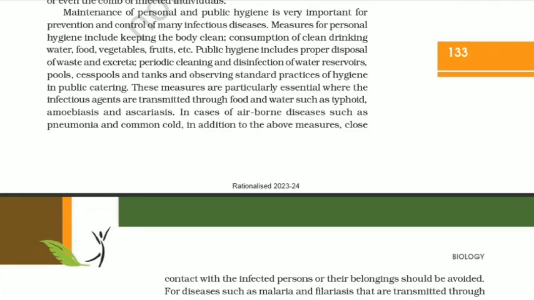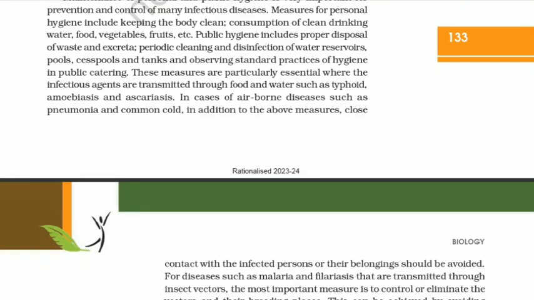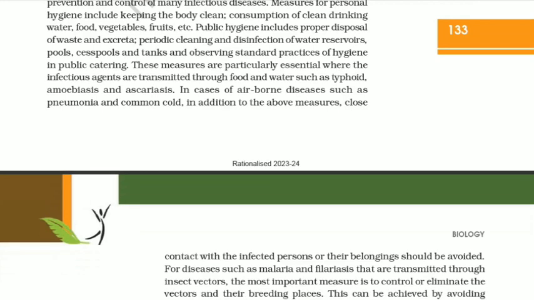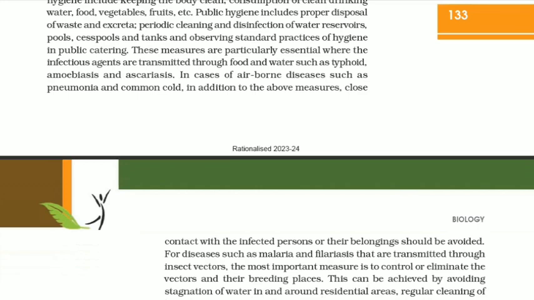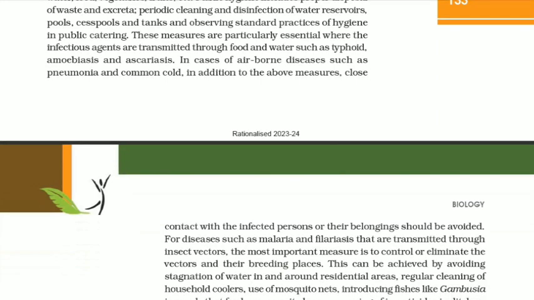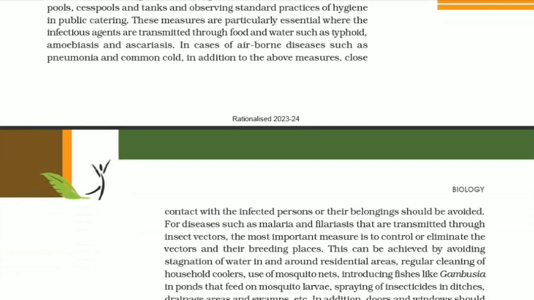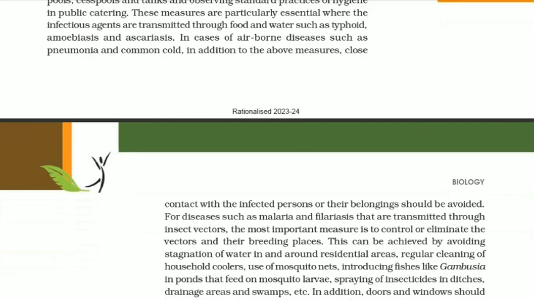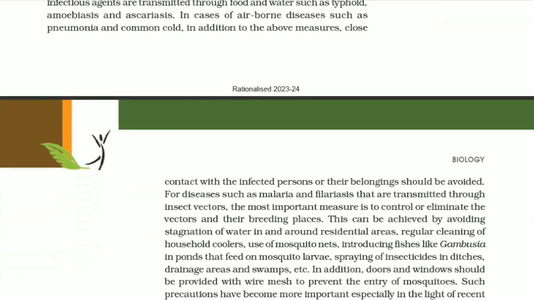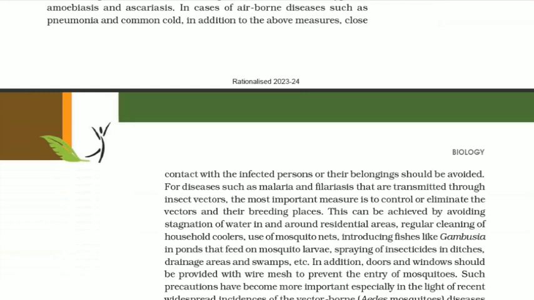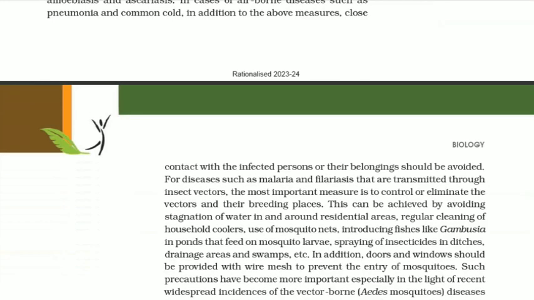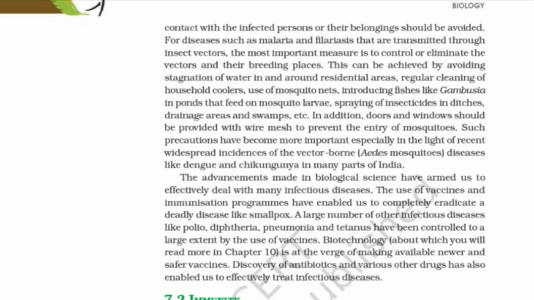Measures for personal hygiene include keeping the body clean, consumption of clean drinking water, food, vegetables, fruits, etc. Public hygiene includes proper disposal of waste and excreta, periodic cleaning and disinfection of water reservoirs, pools, cesspools, and tanks, and observing standard practices of hygiene in public catering. These measures are particularly essential where the infectious agents are transmitted through food and water, such as typhoid, amoebiasis, and ascariasis. In case of airborne diseases such as pneumonia and common cold, in addition to the above measures, close contact with infected person or their belongings should be avoided.